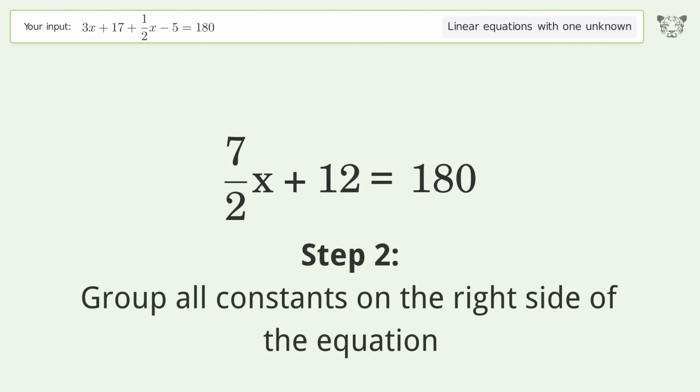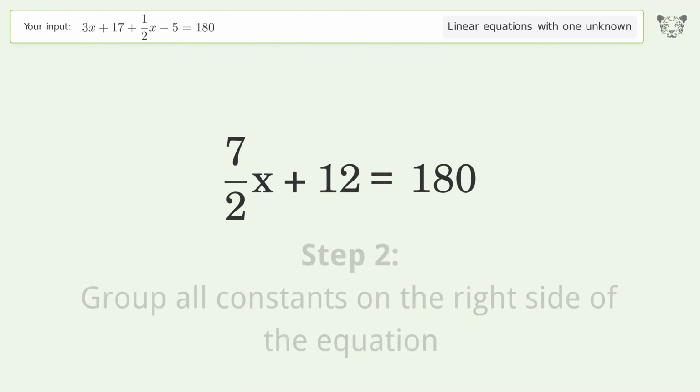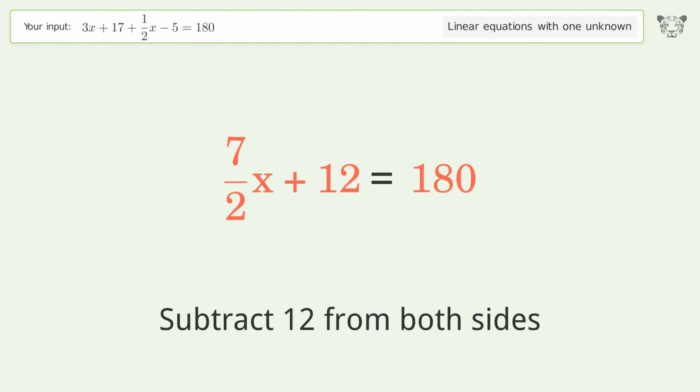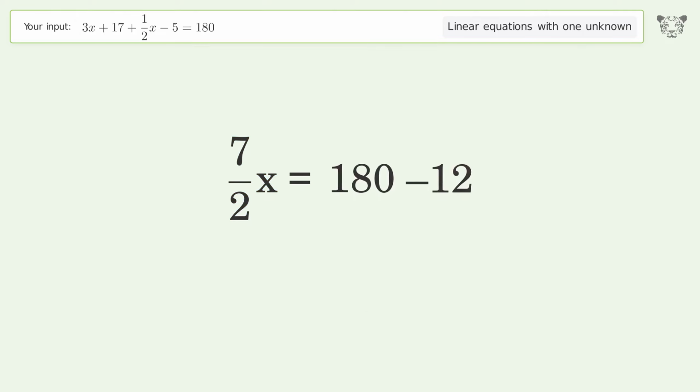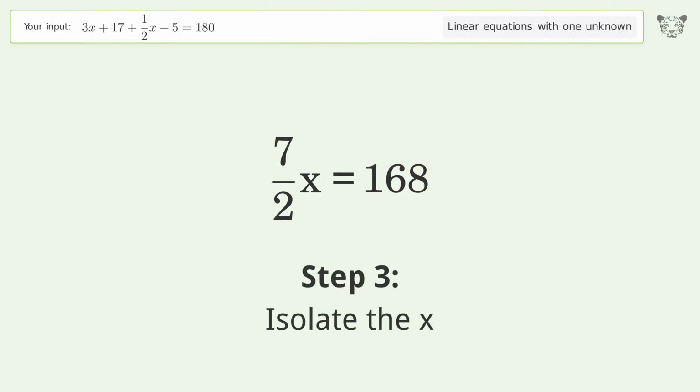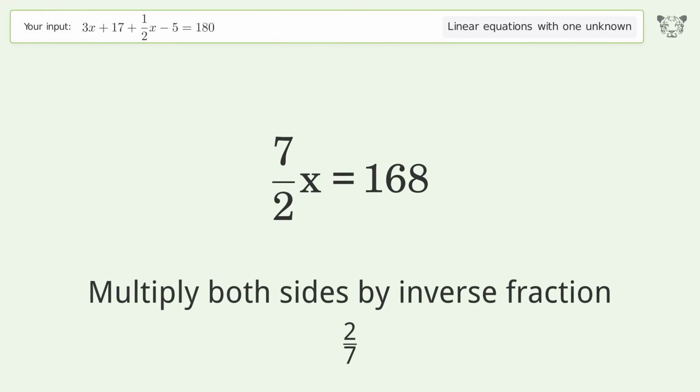Group all constants on the right side of the equation. Subtract 12 from both sides. Simplify the arithmetic. Isolate the x. Multiply both sides by the inverse fraction, 2/7.